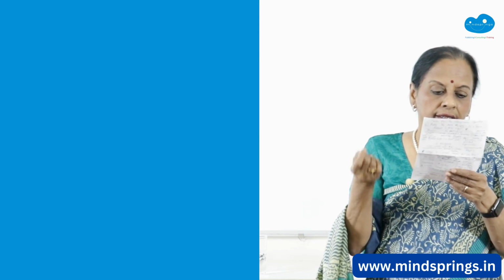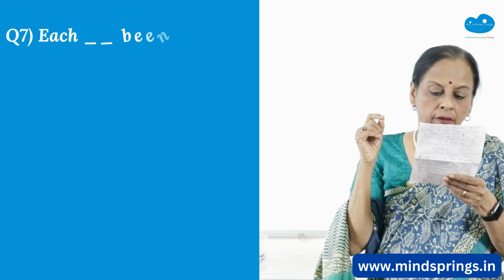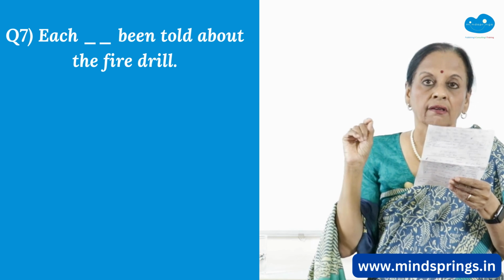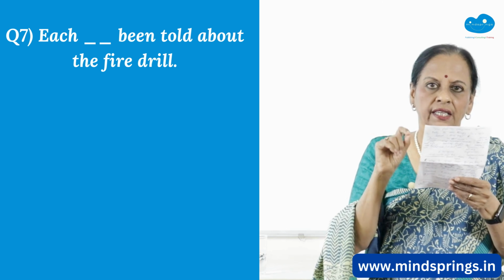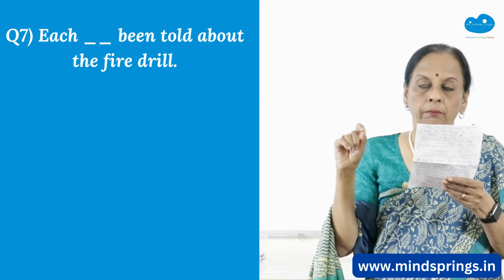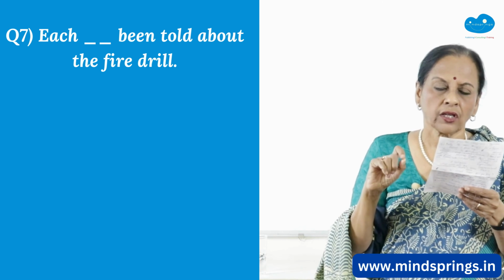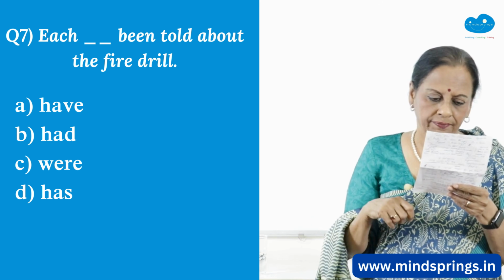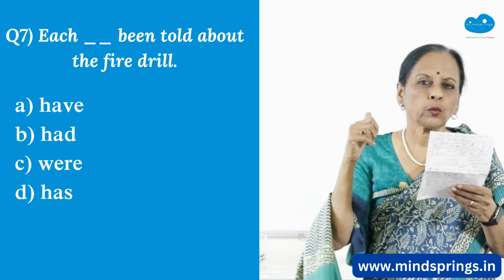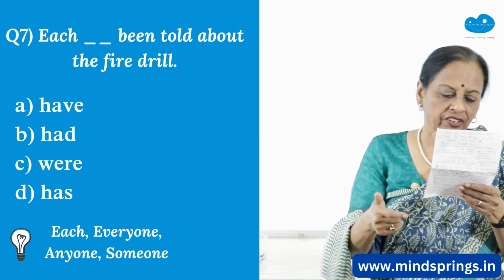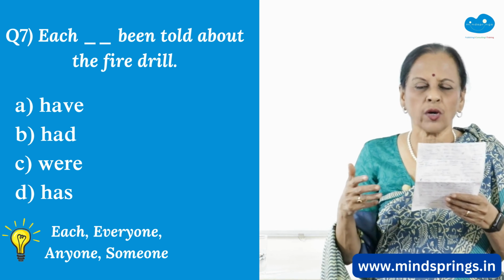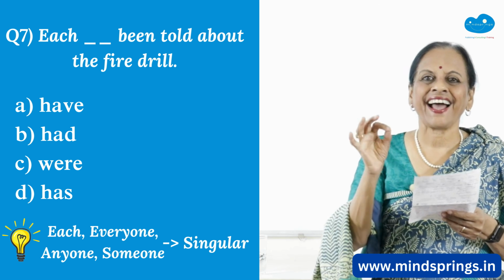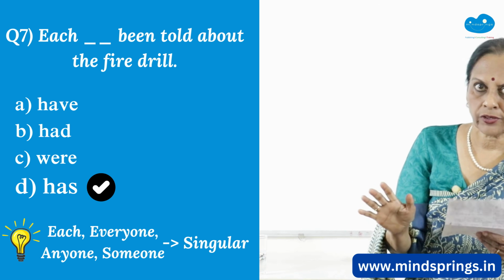The next one is: each dash been told about the fire drill. Should it be have, had, were, or has? Now whenever you get words like each, everyone, anyone, someone, it is singular. So the answer will be has. It will not be plural.